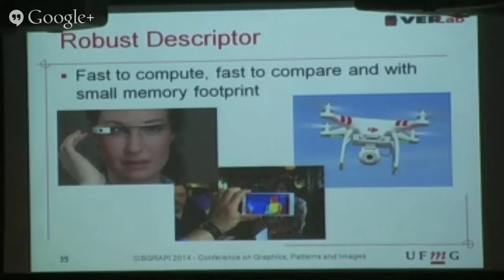So here you have Google Glass. You know, Google Glass has a lot of processing inside, has memory inside, and it does a lot of processing like that. So you want your descriptor, if it's going to work with 3D information, to be able to fit in these embedded systems, right?